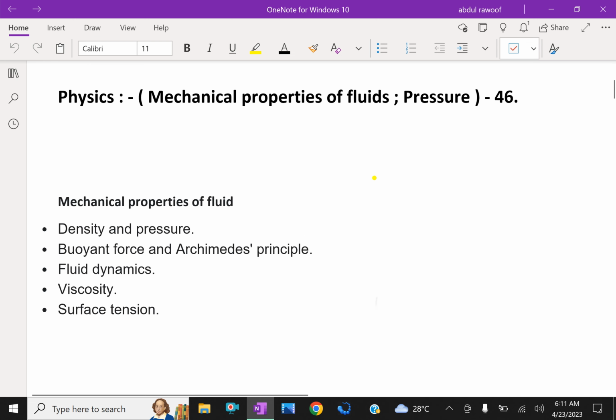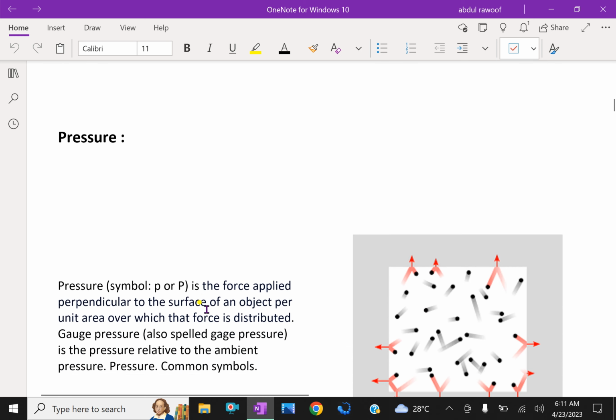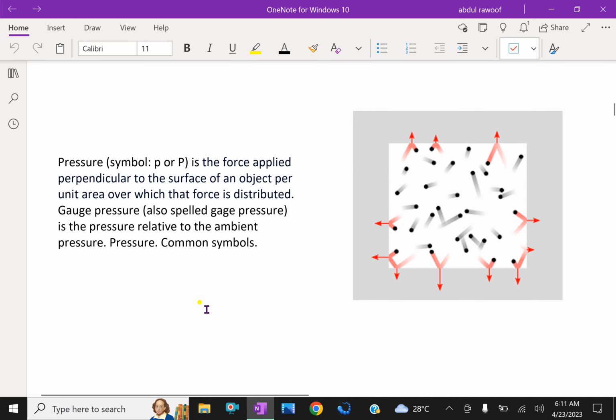Now, in mechanical properties of fluids, we will mostly discuss density and pressure, buoyant force and Archimedes principle, fluid dynamics, viscosity, and surface tension. First we'll discuss what is pressure. Pressure is the force applied perpendicular to the surface of an object per unit area over which the force is distributed. Gauge pressure is the pressure relative to the ambient pressure.